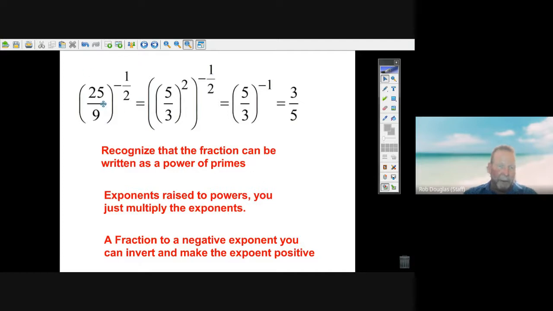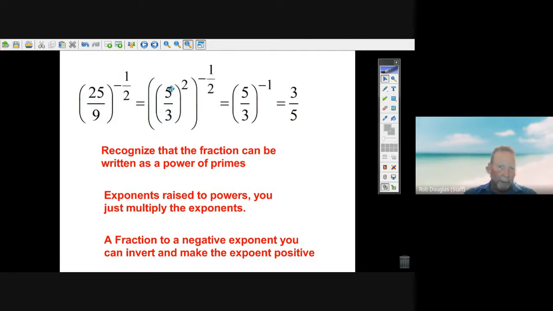Let's just look at one more example to show how this can get a little bit tricky. You start off with this 25 over 9 to the negative 1/2 power. Well, you have to recognize that 25 and 9 are really squares of 5, 5 times 5, and 3 times 3. So 5 squared and 3 squared, they're really powers of primes.